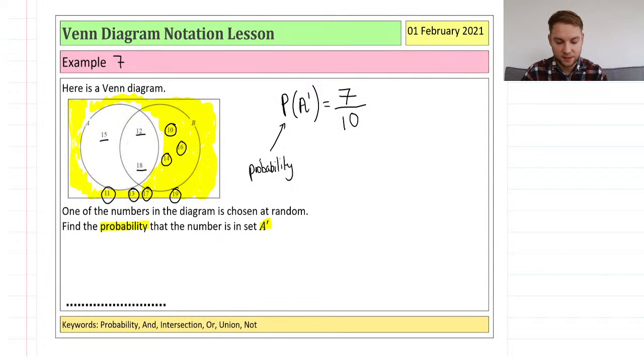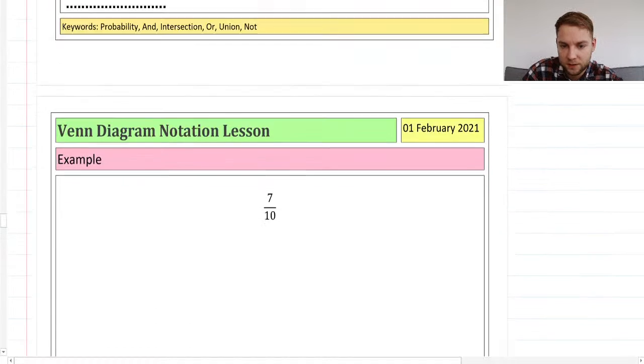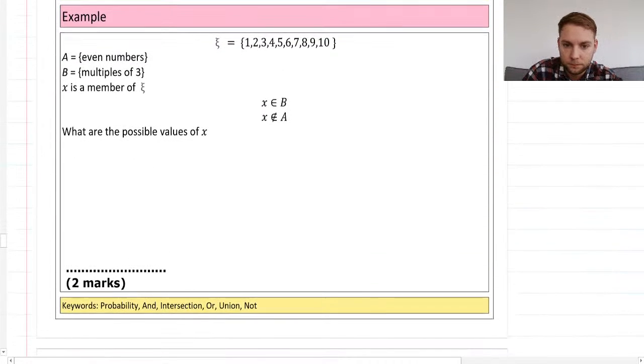Alright, let's move on to the next question then. So we've done the probability. Let's have a look at this one now. What's the next one say? Now this is where we kind of step it up a little bit. Now, this here is a new symbol.